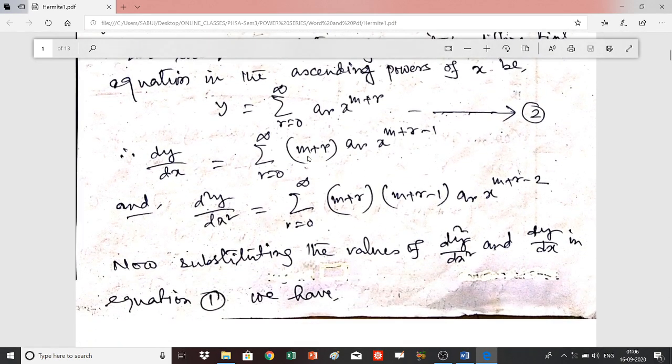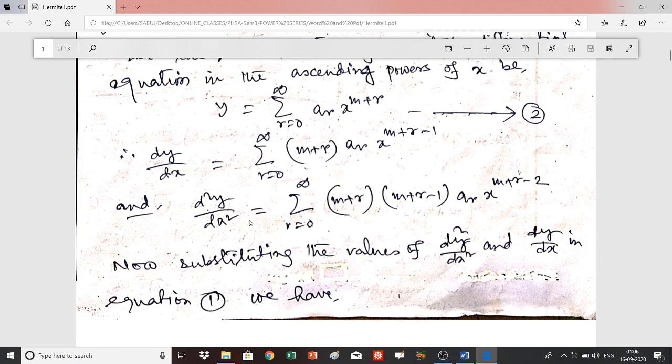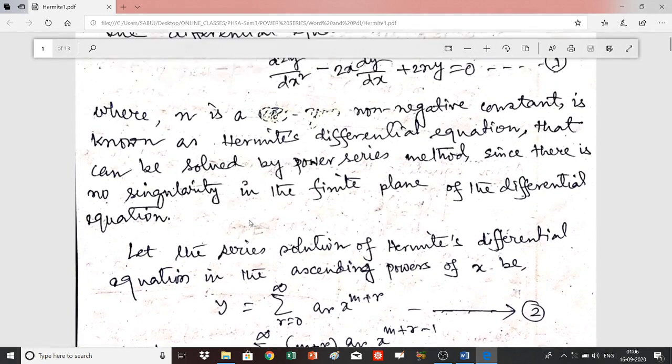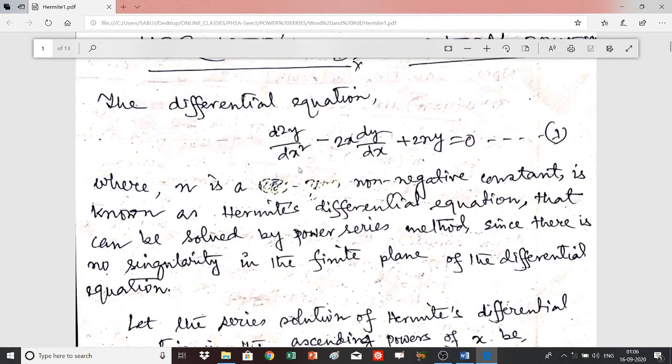Now d2y/dx2 equals the sum from r equals 0 to infinity. Just differentiate this. You will have (m plus r) into (m plus r minus 1) a_r x to the power m plus r minus 2. Now substitute these values, that is the values of y, dy/dx and d2y/dx2, in the Hermite differential equation.